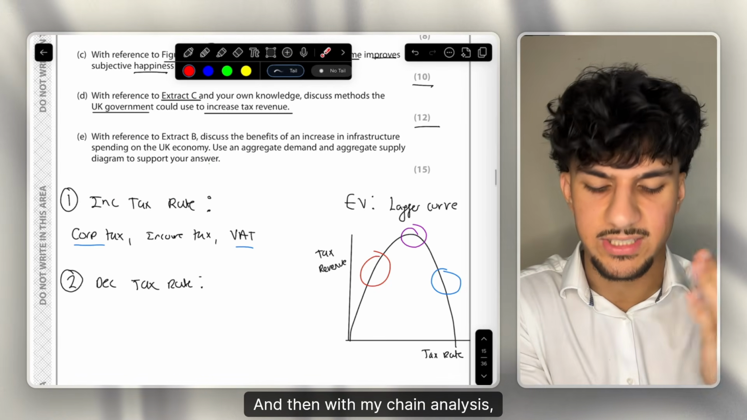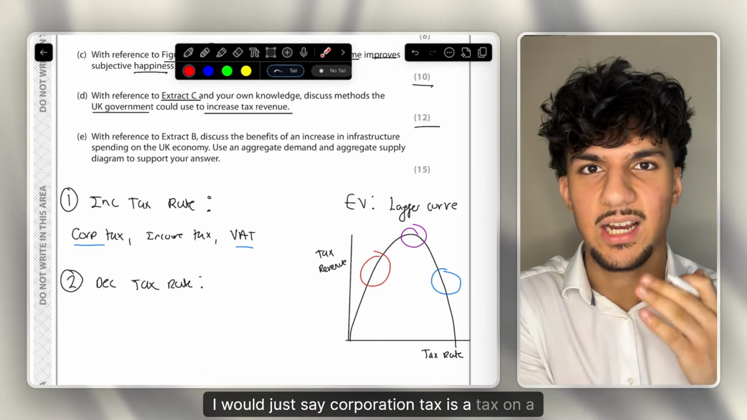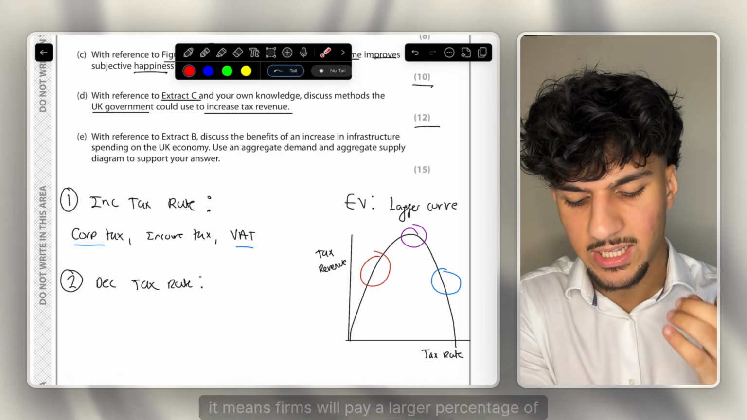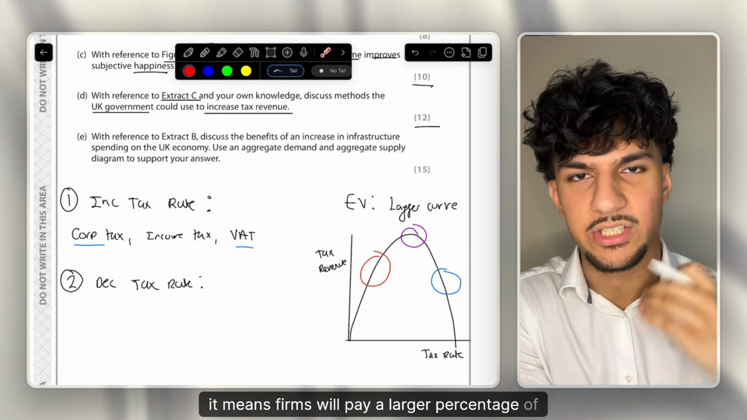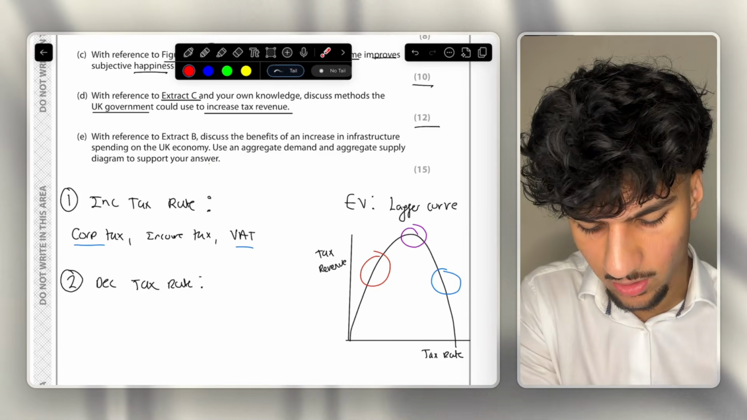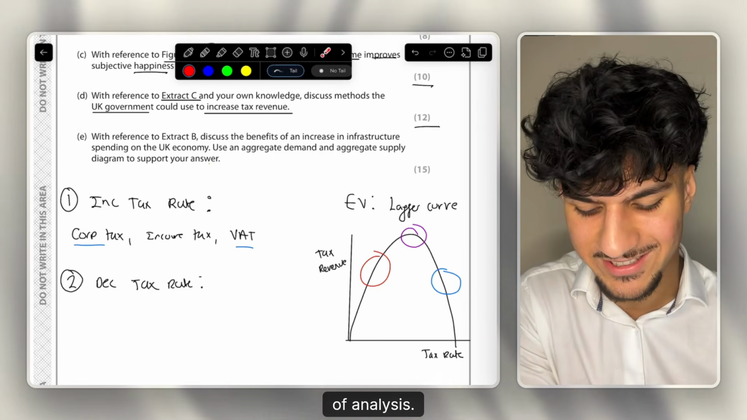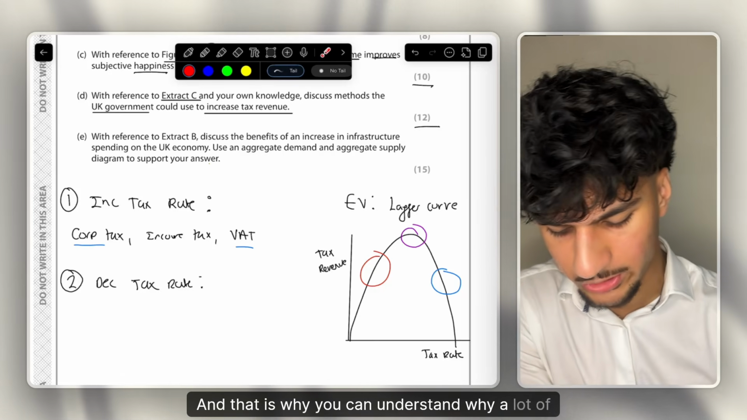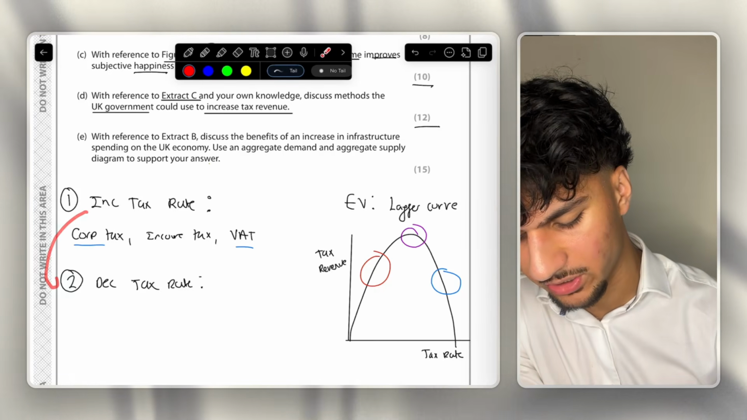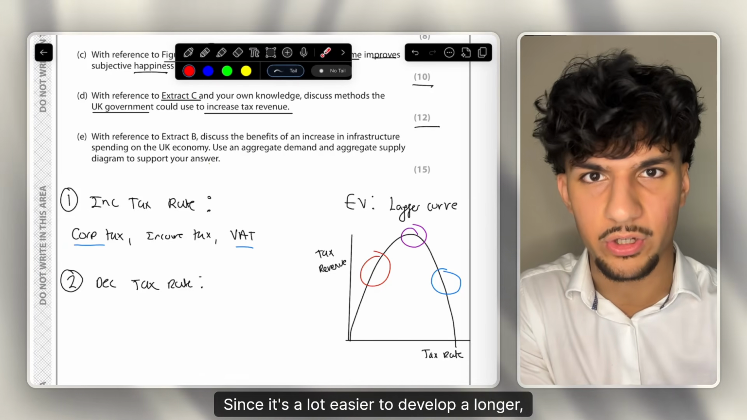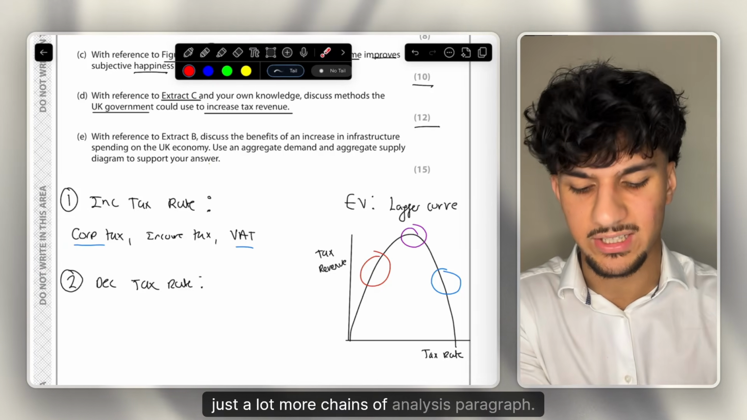And then with my chain of analysis, I would just say corporation tax is a tax on a firm's profits. If the rate of corporation tax increases, it means firms will pay a larger percentage of their profits in taxes, thus leading to an increase in tax revenue. And that is literally the whole chain of analysis, and that is why you can understand why a lot of students pick the decrease in tax rate paragraphs instead, since it's a lot easier to develop a longer paragraph with a lot more chains of analysis.